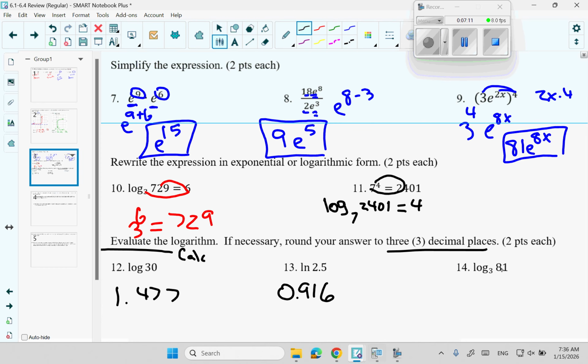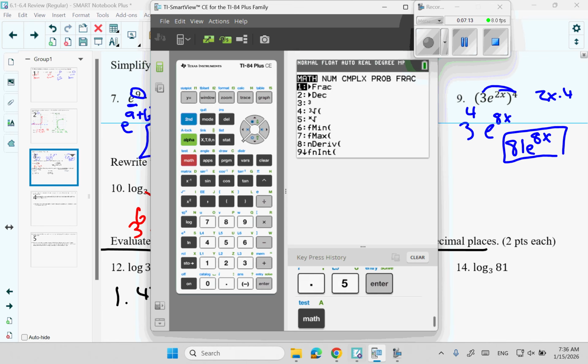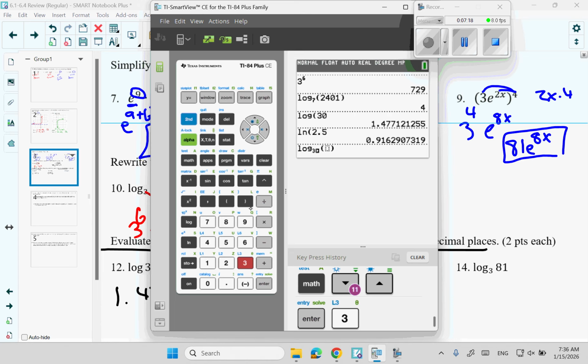And then log base 3 of 81. So I have to go in and change the log base because there's a number there. I should get 4, I believe. Yeah.